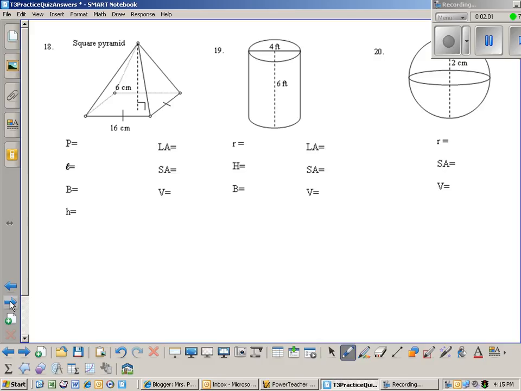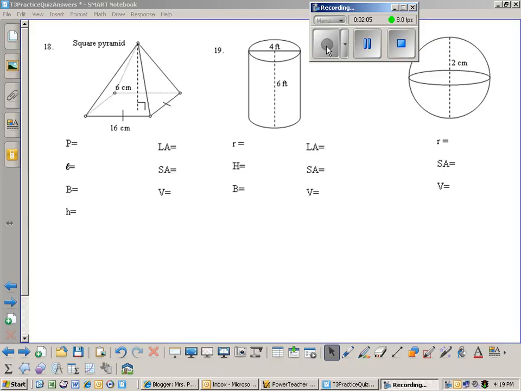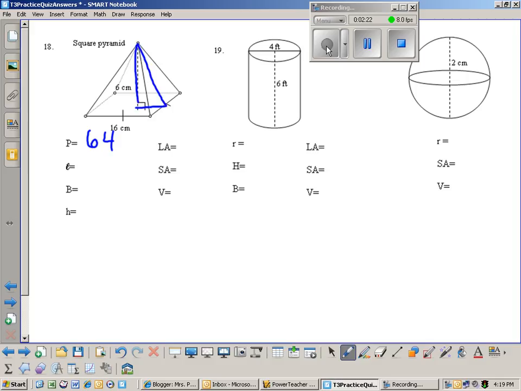All right, square pyramid. In our square pyramid, we got to start with the perimeter. Because it's a square, 16 times 4 is going to give us a perimeter of 64. Our slant height is this distance here. So what we want to look at is that if this is 6 and this is 8, because it's going to be half of that side, then we can do the Pythagorean theorem here, 6 squared plus 8 squared, and get 10. So our slant height is 10.